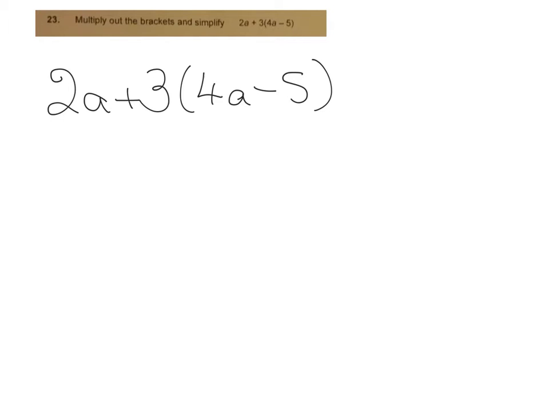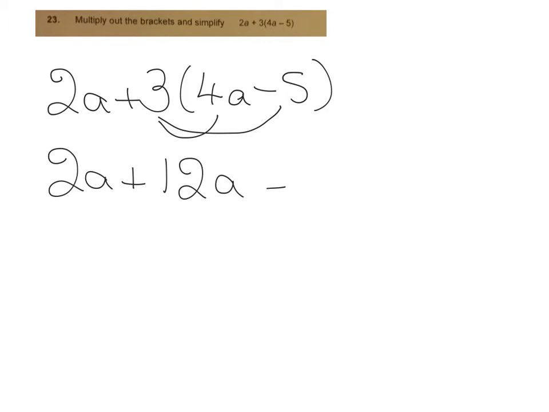Okay, so we're going to multiply out first. The 2a is going to stay as it is. Then we're going to do our multiplying. So we have 3 times 4a, which is 12a. And then 3 times minus 5, which is minus 15. Now we have to gather our like terms. We have 2a plus 12a, so that's going to make 14a. And minus 15, as we have no other numbers in there, so that's us done.